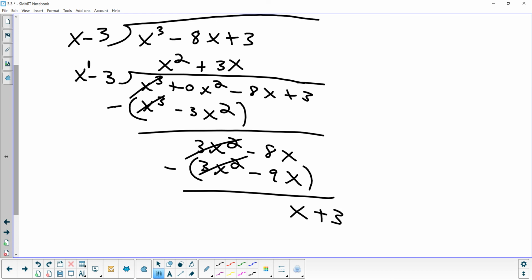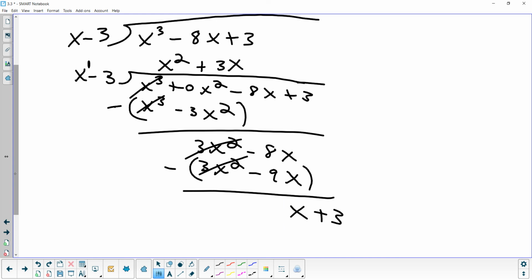Let's check the degree now. I have a degree 1 on the inside. I have a degree 1 on the outside. This is the last step. Because once we do it one more time, we're not going to have a variable left at this point. We're just going to end up with a number. So we had an x cubed, an x squared, an x, and then the x will be gone.